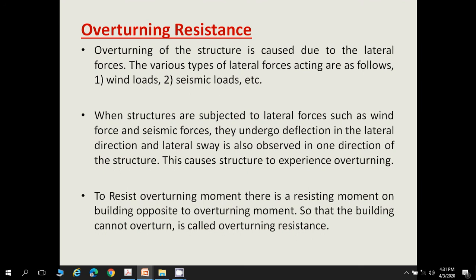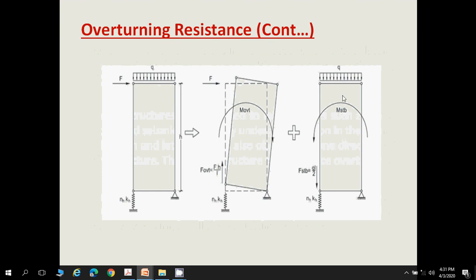To resist the overturning moment, there is a resisting moment on the building opposite to the overturning moment. To prevent this overturning, we apply a moment in the opposite direction of the overturning, so that the building cannot overturn. This is called overturning resistance. This can be clear from this picture. If any building is subjected to a lateral force F, then it tries to overturn the building in a clockwise direction. And if we provide M stable, which is a resisting moment in the anti-clockwise direction, then the building cannot overturn and returns to its original shape, and this is overturning resistance.